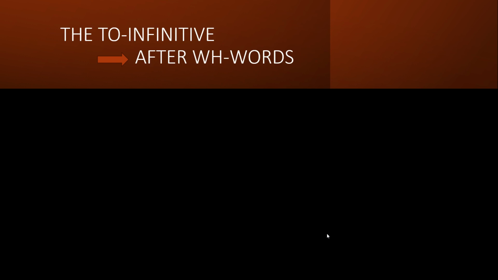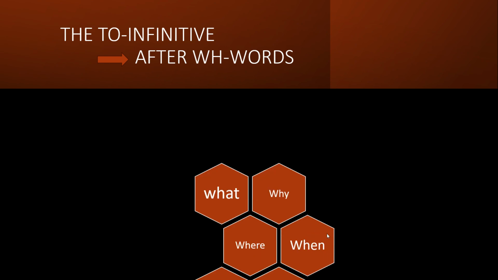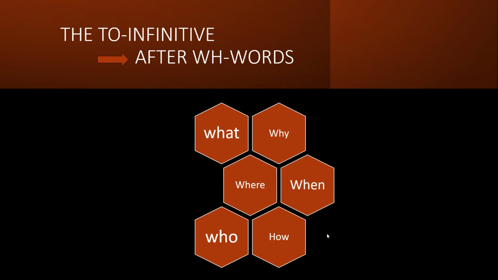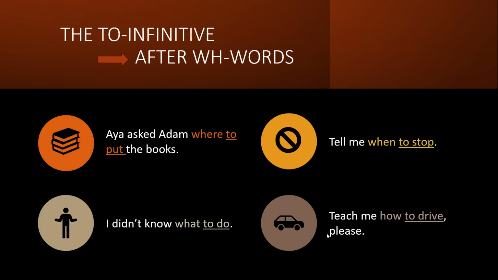The last use is after WH words. WH words are what, why, where, when, who, and how. So let's look at some examples. Aya asks Adam where to put the books. Tell me when to stop. I didn't know what to do. Teach me how to drive, please.